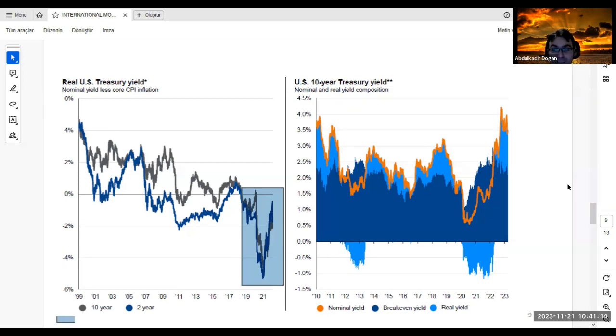And here I have the US 10-year Treasury yield. This blue line is the real yield. This orange line is the nominal yield. And this dark blue line is my break-even yield. What does this mean? In the nominal yield, I'm here, approximately 3 to 4%. And my real yield is just 2%. So the rest, 2%, is my break-even.